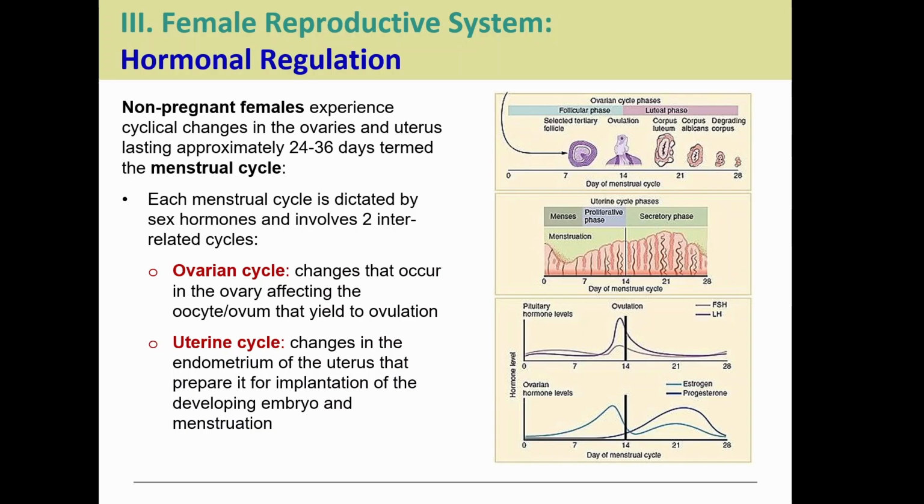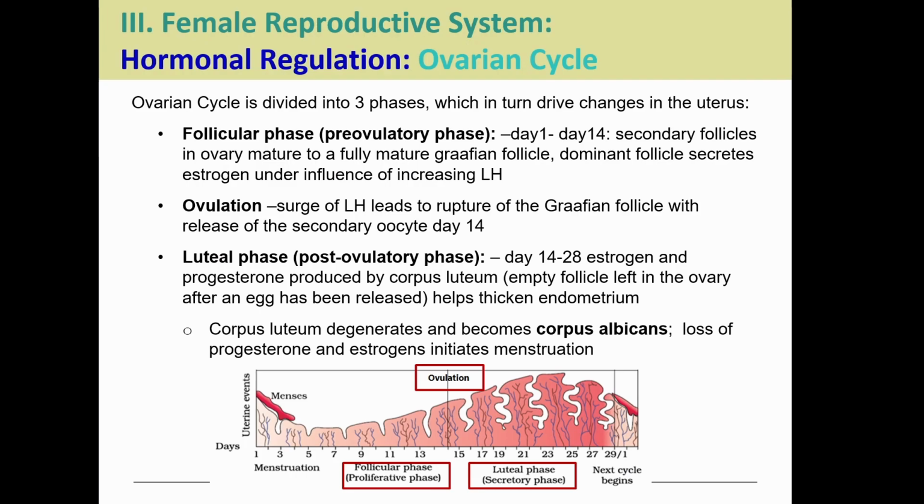So sex hormones are going to help dictate it, and we are going to see two different cycles that will basically communicate with each other. The ovarian cycle, which is talking about all the things going on in the ovary, and the uterine cycle, which is everything changing in the uterus, right? And these two are going to at least respond to each other in some way. So let's go ahead and talk about it. Let's talk about the ovarian cycle first, which has 3 phases. The follicular phase, ovulation, and luteal phase.